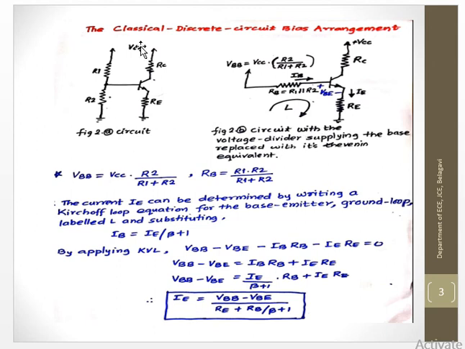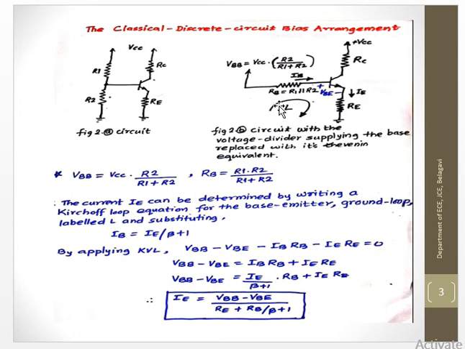You observe that the only source in this circuit is the DC source VCC. So all the currents and voltages shown in the circuit are DC currents and DC voltages: IB, IC, IE, VB. The current IB can be determined by writing Kirchhoff's loop equation for the base-emitter-ground loop labeled L.